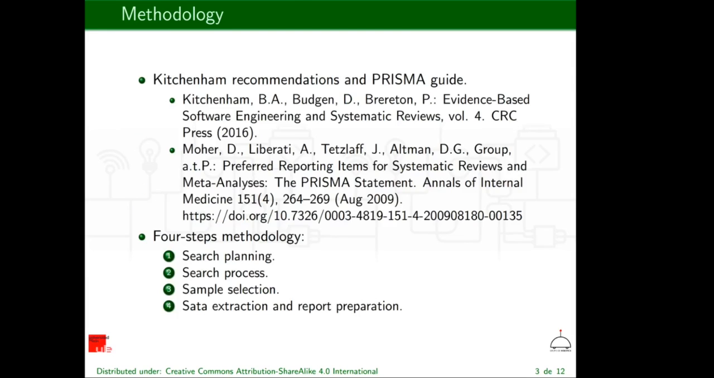To carry out our study, we follow the recommendations of Kitchenham as well as the Prisma guide. You can see references in the slide. The methodology is divided into 4 phases: a search planning, a search process, a sample selection, and a data extraction.